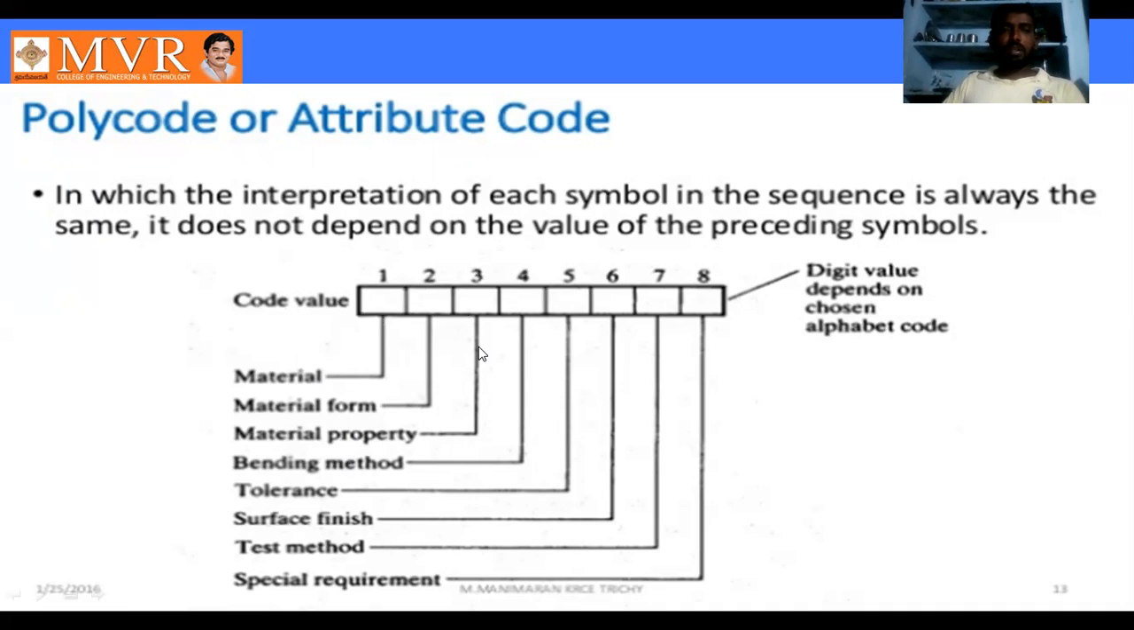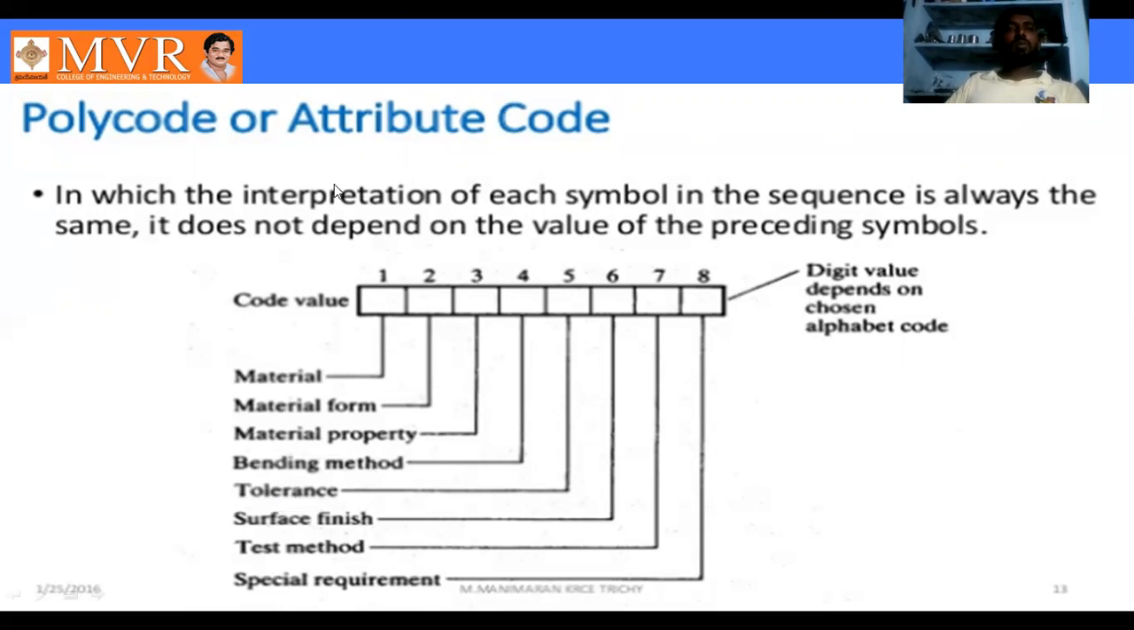So the third one is material property. The fourth one is bending method. The fifth one is tolerance. The sixth one is surface finish. The seventh one is test method. The eighth one is special requirements.